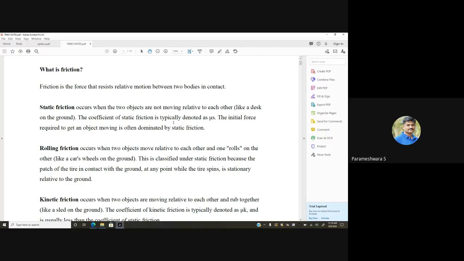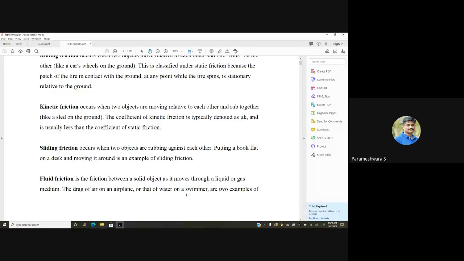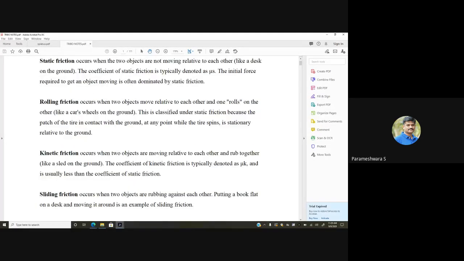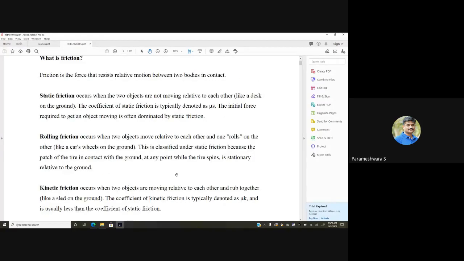As you are all aware, friction creates wear, and this wear is nothing but loss of material due to friction. So friction can be classified as static friction, rolling friction, kinetic friction, sliding friction, and fluid friction. These are all the major classifications of friction. We'll see those frictions one by one. So first one is the static friction.